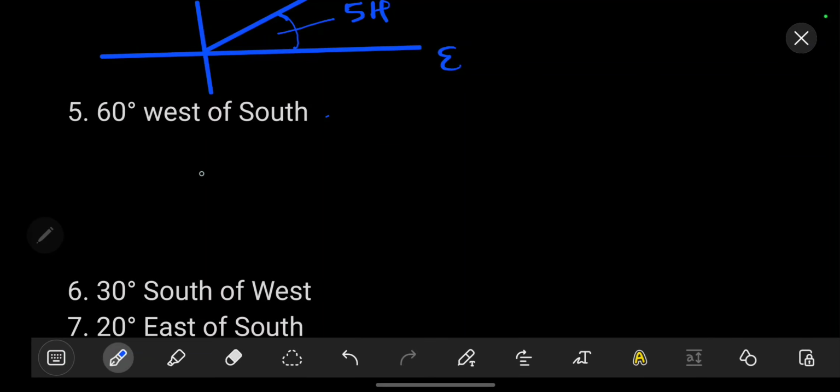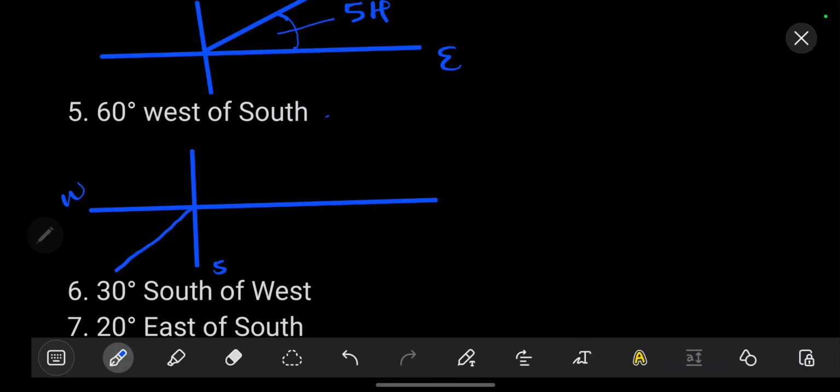When we look at this one, we have 60 degrees west of south. It means we know that our west is here, south is down here. We are going to be going down like that, because we already know we have our south, which is going down, and our west is going down. So we are going to be going down in a diagonal way.